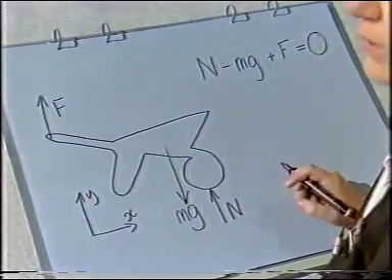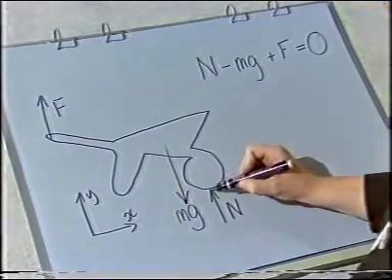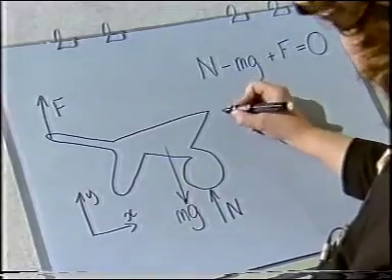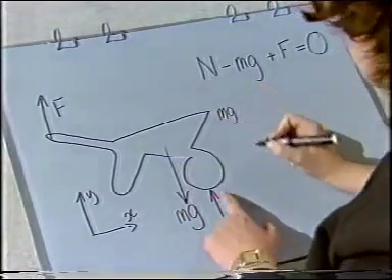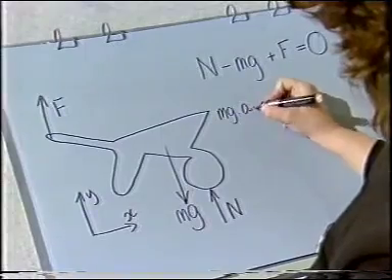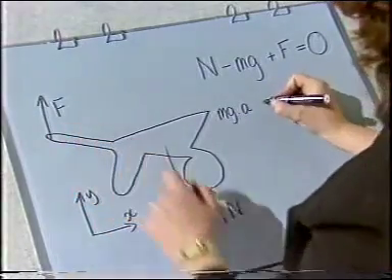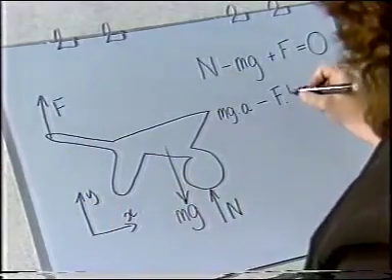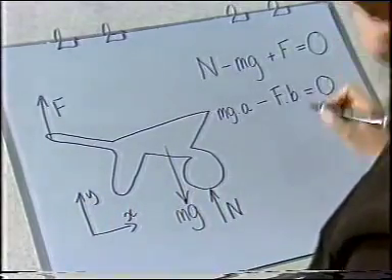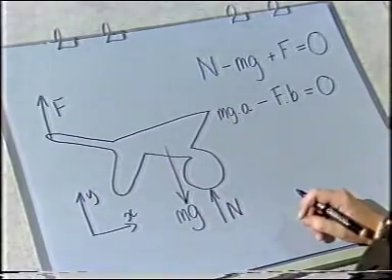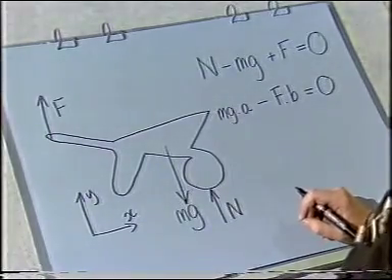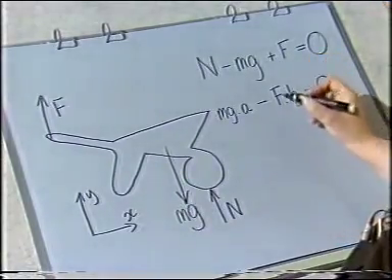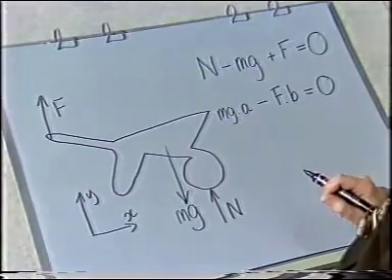Next, I can take moments. In this case, I'll take anti-clockwise moments about here. So we have mg times the horizontal distance a, and this clockwise moment, so that's negative, which is F times that horizontal distance b, and they're equal to 0. So there we are, 2 equations and 2 unknowns. It's quite easy to solve for N and F, and you can follow this up after the programme.